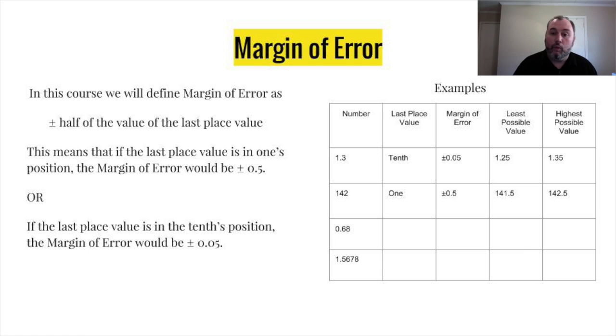Okay, look at the next one, 142. The last place value is in the ones position, so the margin of error is plus or minus half. So the smallest number I can get is 141.5, and the largest possible is 142.5. I estimated it to be 142, but it could be anywhere between 141.5 and 142.5. We're not really sure because of the margin of error. So why don't you try the last two rows by yourself? Pause the video, try them on your own, and then play the video again and see how you did.